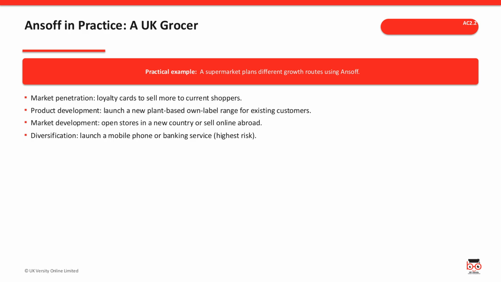Market penetration might mean loyalty cards, like Tesco's Club Card, to sell more to shoppers it already has. Product development could be launching a new plant-based own label range, while market development means opening stores abroad or selling online in new countries. And diversification, the boldest move, might be launching a mobile network or a banking service. Exactly the highest risk leap Tesco took with Tesco Bank.